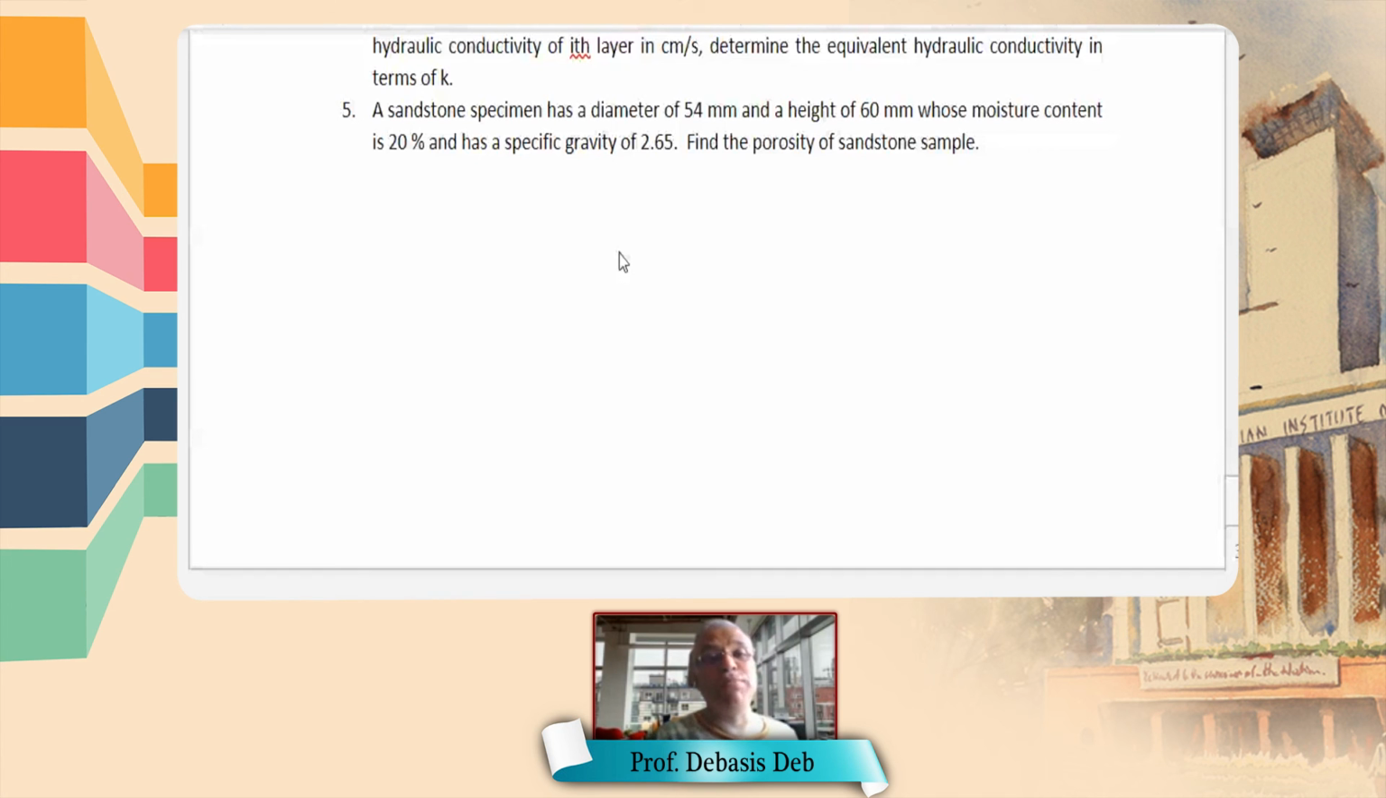A sandstone specimen having weight 320 gram has a diameter 54 mm and a height 60 mm. And the moisture content is 20%, having grain specific gravity 2.65. Find the porosity of the sandstone sample.